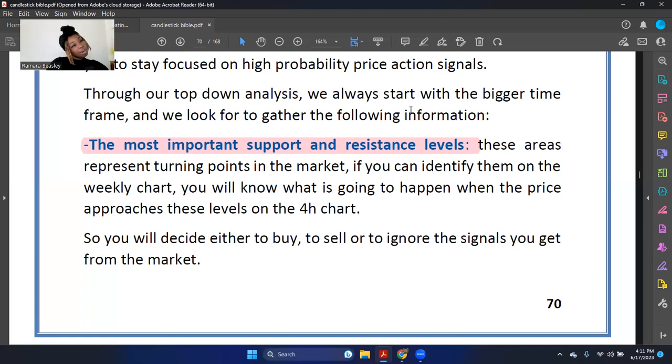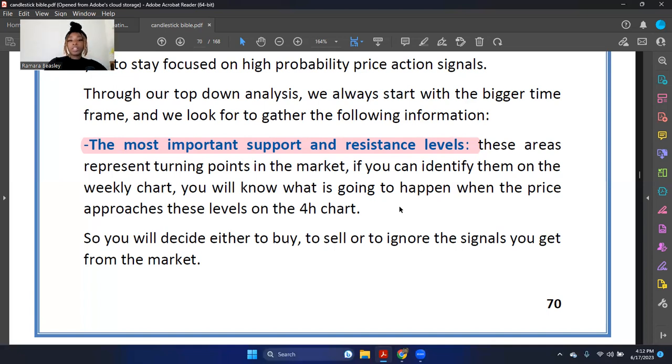So let me break this down a little bit for you guys. With the top-down analysis, I know it did say the daily time frame and then you want to go to the 1 hour, but we're going to do the daily, 4 hour, then 1 hour. If you're going to trade on the 4 hour, it's going to be weekly, daily, and a 4 hour time frame. All right.